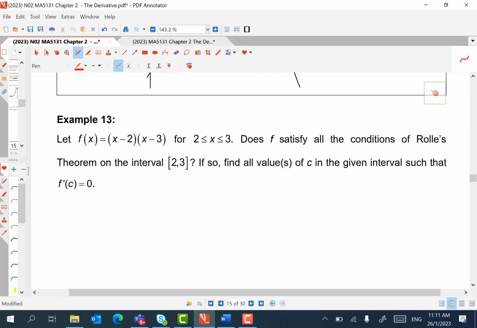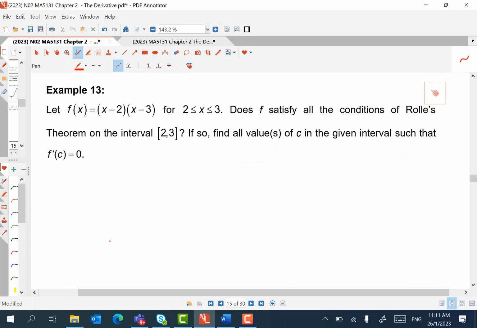Okay, number 13. Could I challenge you that for number 13, you start off sketching the curve? Let me go around to see who cannot do it here. Sketch the curve for 13. Let's see who cannot do it.